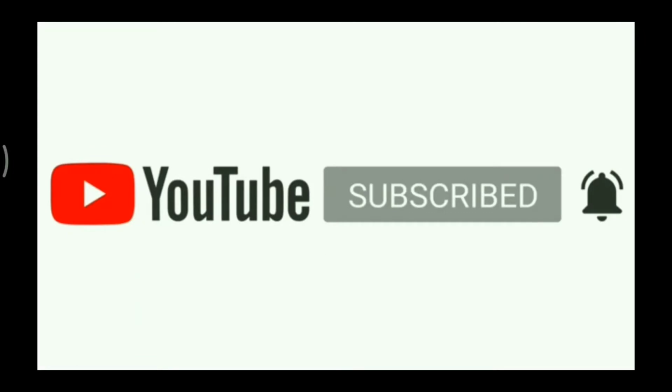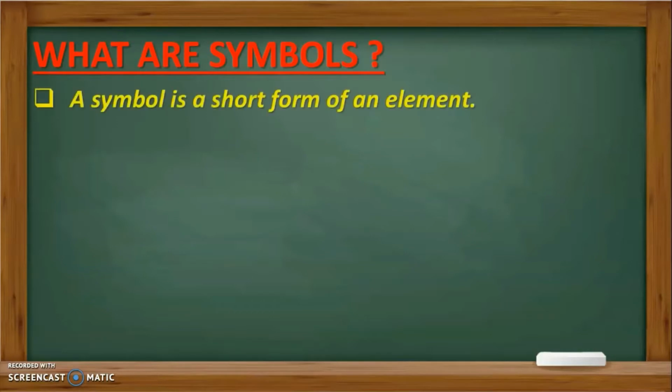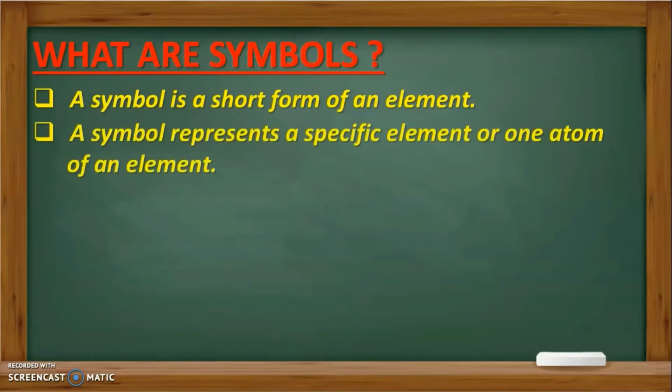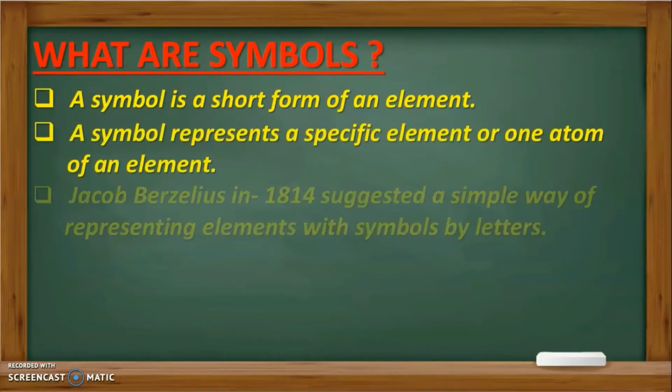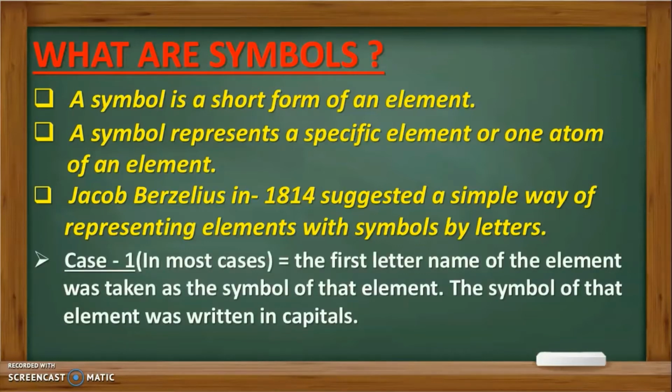So guys, let's begin. First, let's understand what are symbols. A symbol is a short form of an element. A symbol represents a specific element or one atom of that element. In 1814, Jacob Berzelius suggested a simple way of representing elements with symbols by their letters. In most cases, the first letter of the name of the element was taken as the symbol of the element. The symbol was written in capitals.